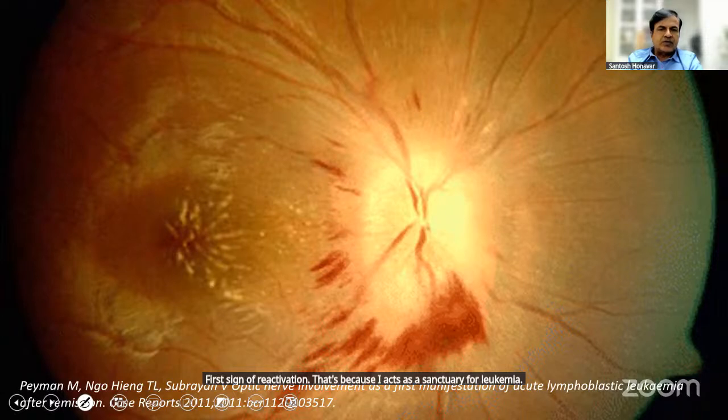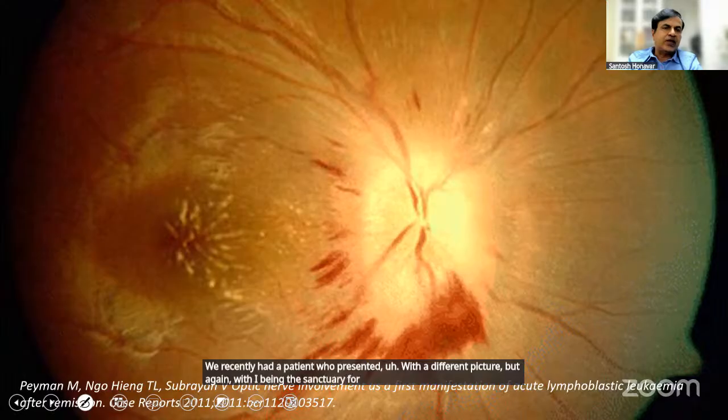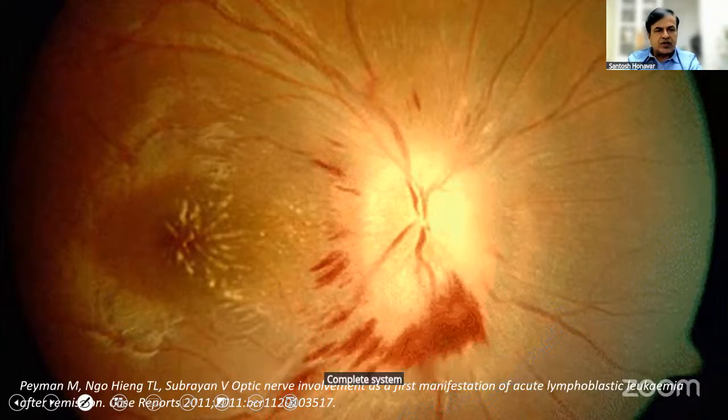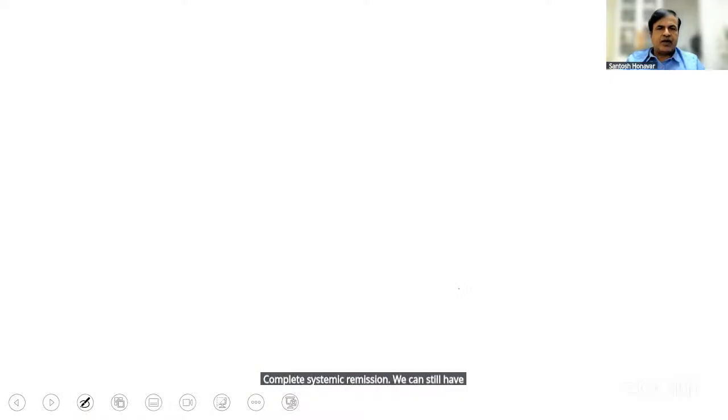Chemotherapy given systemically does not reach the eye in enough concentrations. We recently had a patient who presented with a different picture, but again, with eye being the sanctuary for lymphoma, you can expect that even when the patient is on complete systemic remission, he can still have ophthalmic manifestations.